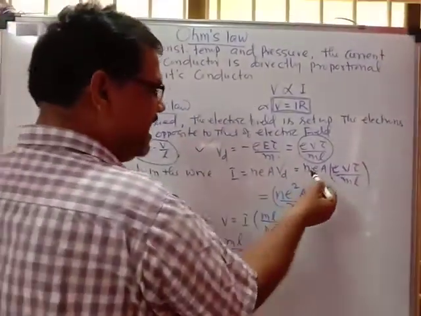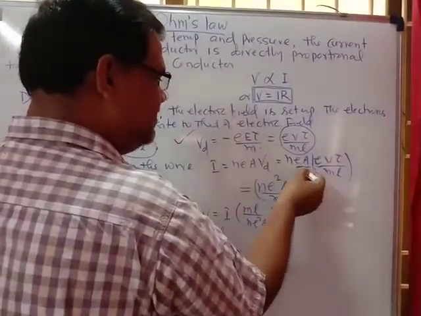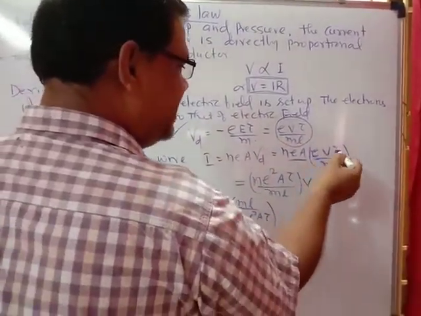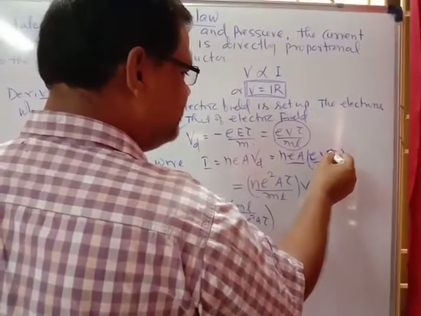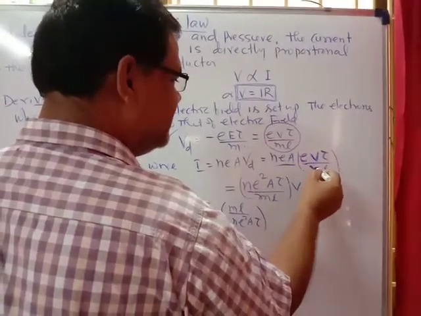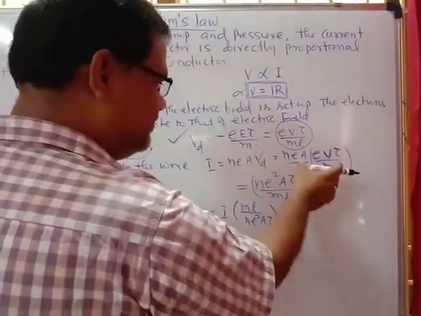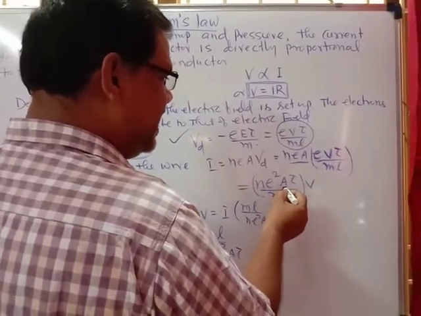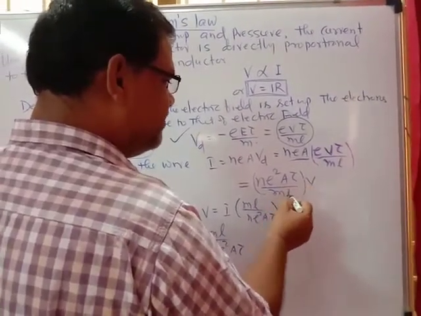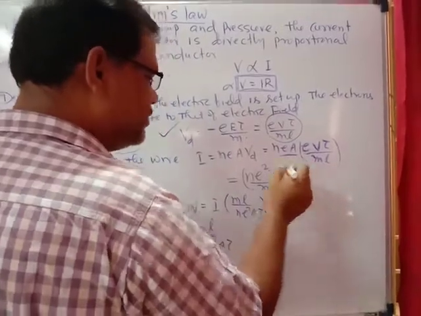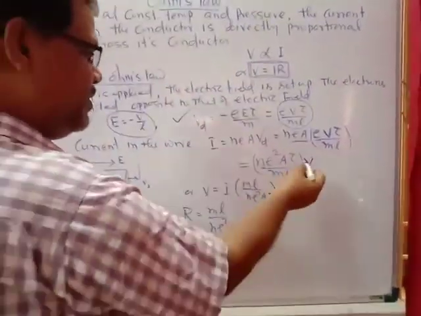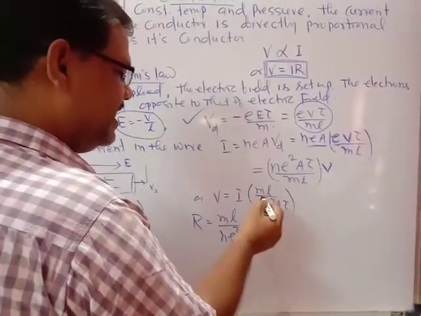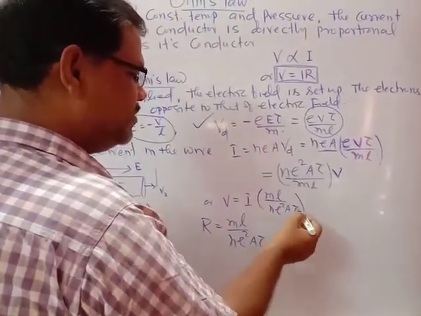So simply you write n e A, and in place of Vd you put e V tau upon m L. Collecting it, I equals n e squared A tau upon m L into V, where V is the potential difference. Or if you keep V on one side, m L comes to this side, so V equals I m L upon n e squared A tau.